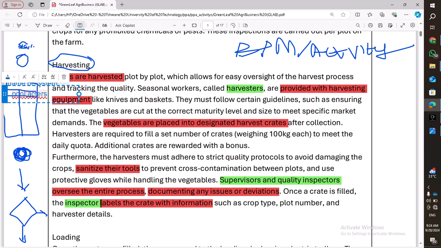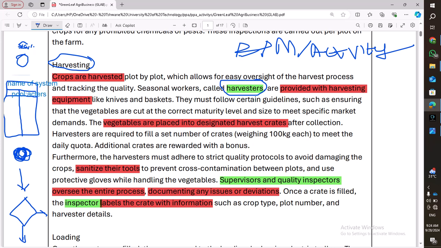Who triggers the system in this scenario? I will help you. Who triggers the system in this scenario is a harvester. This person is the one who triggers the system, the one who starts the process. Then he or she will ask, are the crops ready to be harvested?